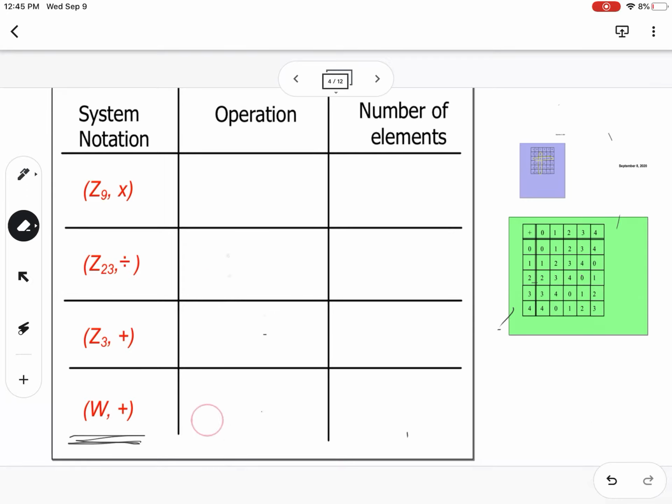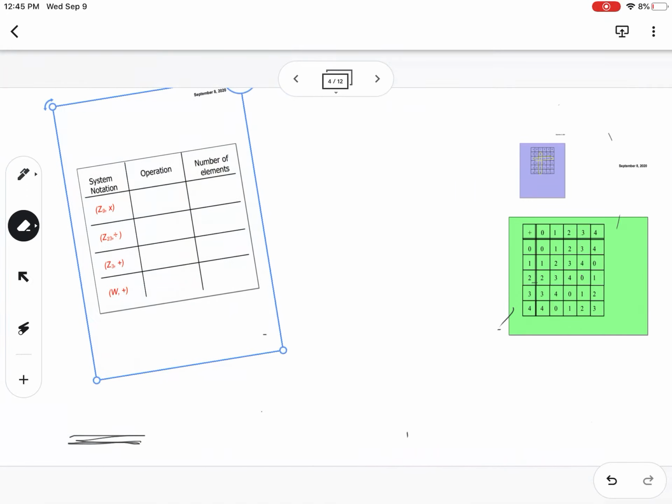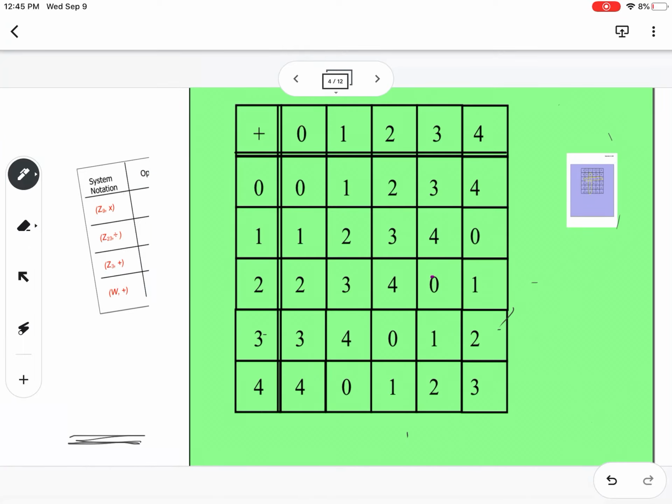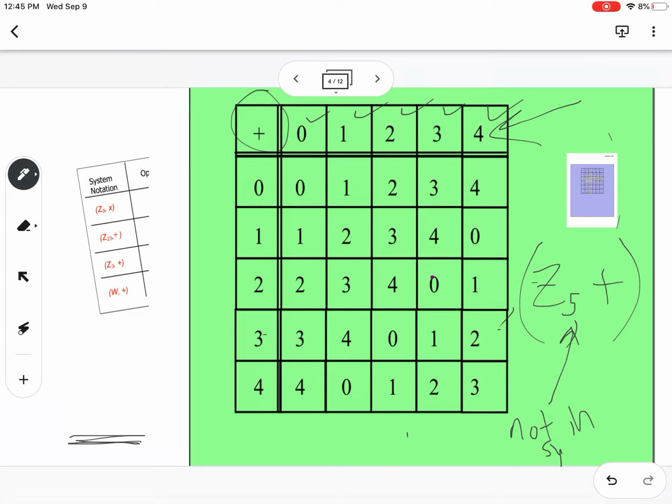And size this down. Okay, now let's look at this. Okay, now we're looking at this system. What system is this? Well, it's a Z system because it has numbers. My operation is addition. And how many elements do I have? I have 5 elements. And it makes sense that it only goes up to 4, because this number is the number of elements, but it's not ever in the system. Because I start at 0 and I go up to 4.